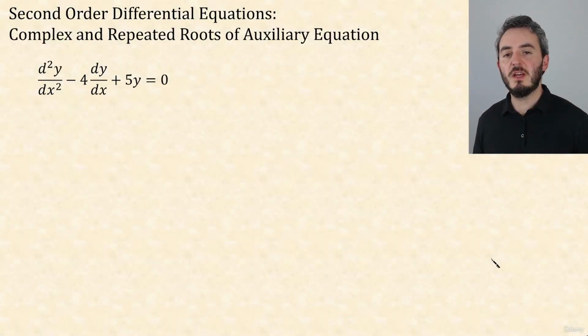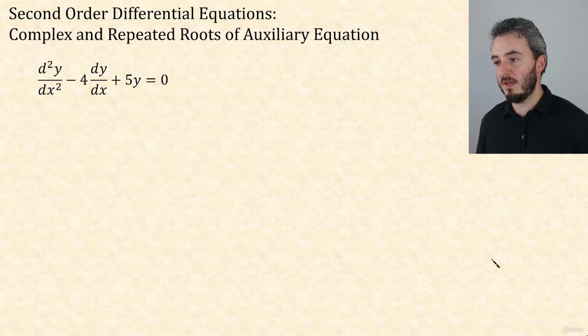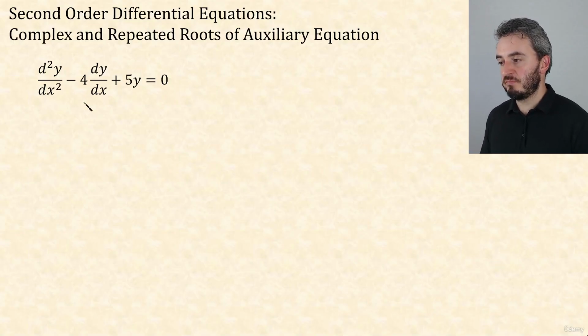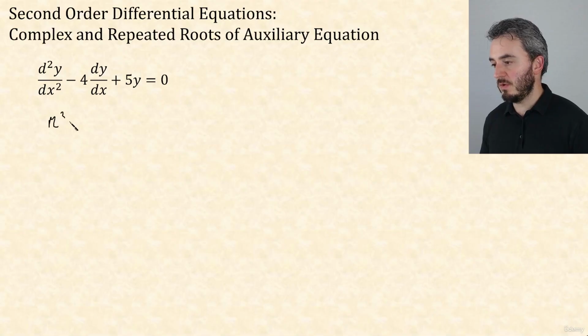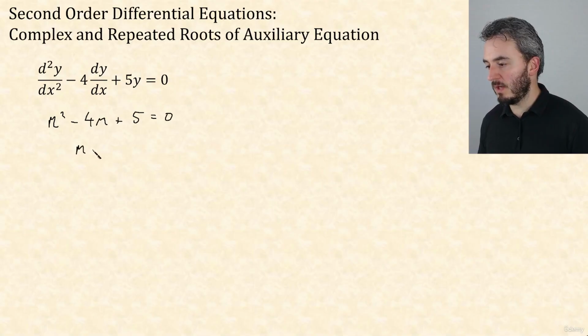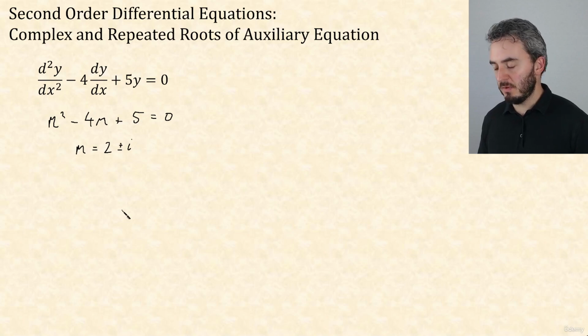In this video, we're looking at second order differential equations, but looking at how to deal with cases where the auxiliary equation has complex and/or repeated roots. So that would be something like this. In the last video, we saw that the auxiliary equation, m squared minus 4m plus 5 equals 0, ends up with solutions m equals 2 plus or minus i. So how do we deal with this?